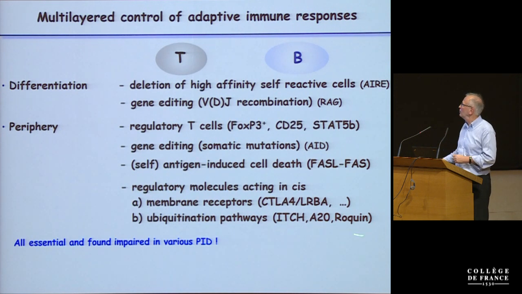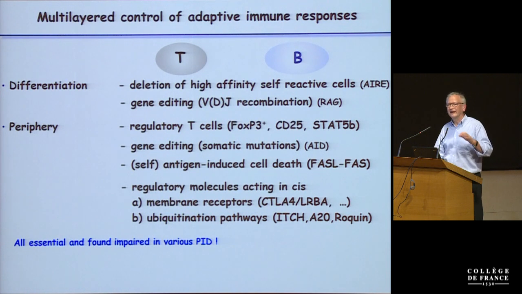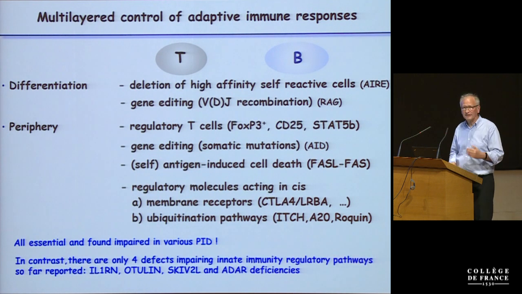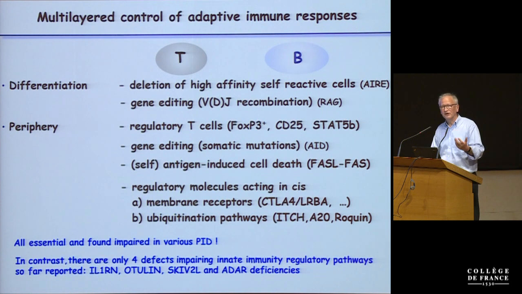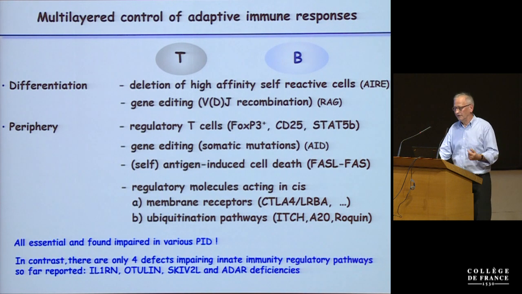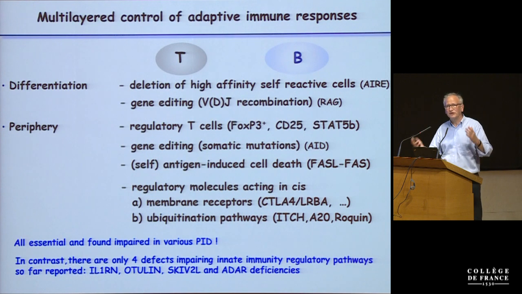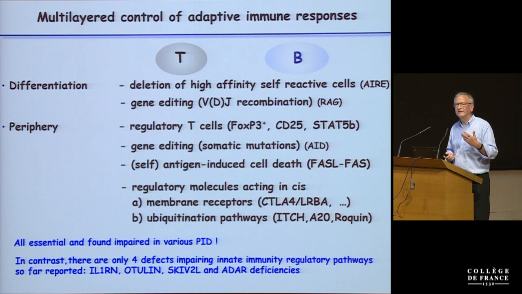Nothing is redundant here among these many molecules, suggesting again that adaptive immunity is strictly regulated, and if one pathway is missing, then it is leading to major immunopathology. In contrast, in the field of innate immunity, especially immunity of pattern recognition receptors and their pathways of signaling, there are only 4 defects known so far in these molecules. I will not go into the detail, which suggests again that maybe defects in regulatory pathways of innate immunity may be more permissive in terms of leading to inflammation.